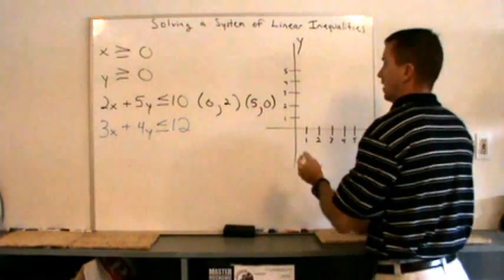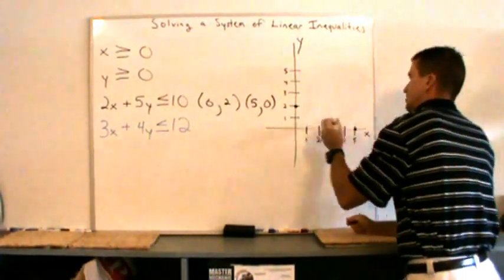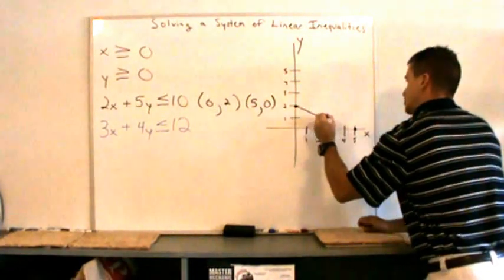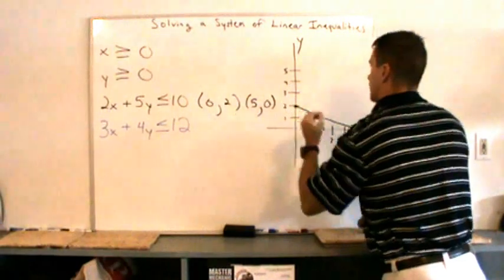And I'm going to graph it right now. 0, 2 would be right here, and then 5, 0 would be this location right here. And I'm going to graph this line. There it goes. There goes that line.